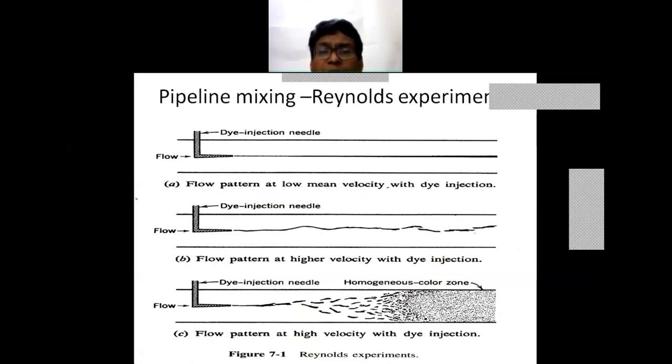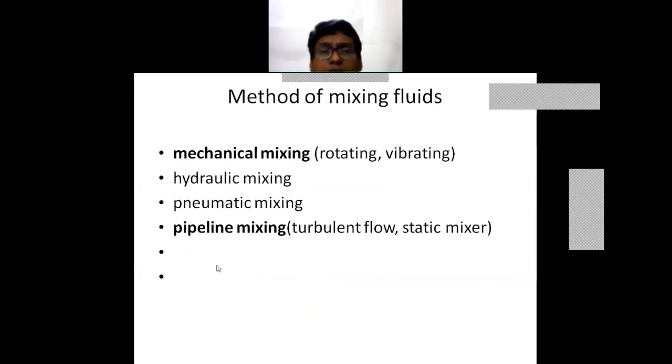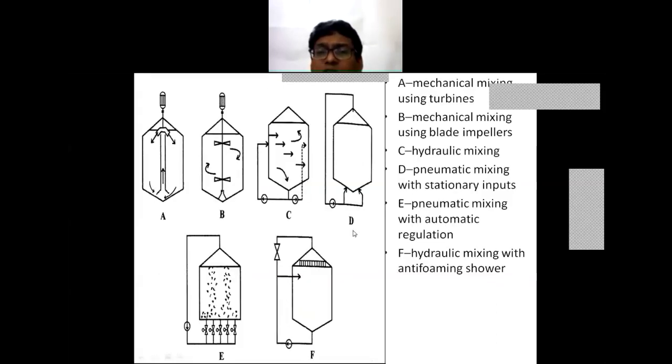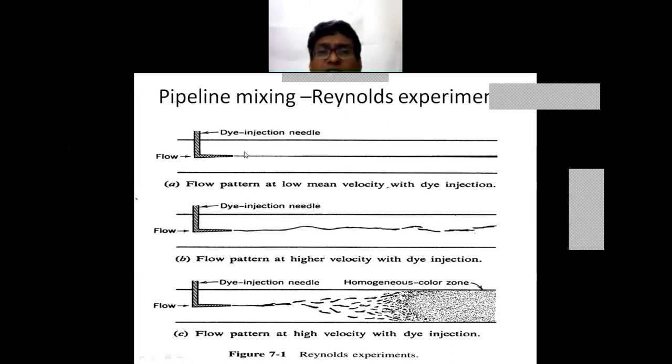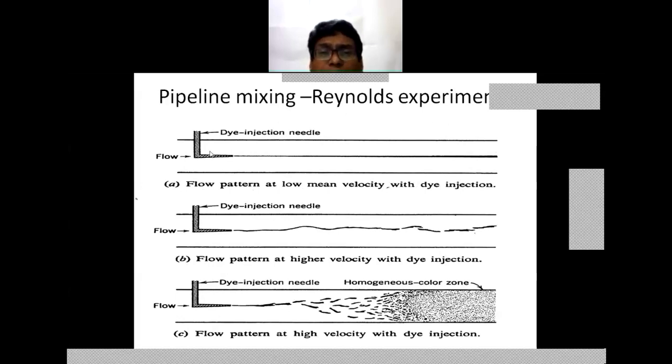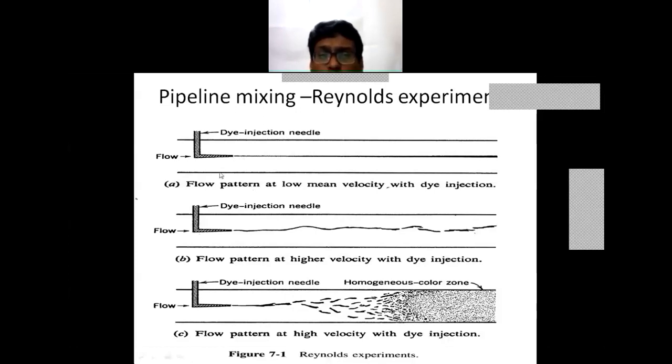Then this is the pipeline mixing. This is the third type, the pipeline mixing. Pipeline mixing can be turbulent flow or static mixers. So the turbulent flow itself helps. It is a general simple experiment, where a certain dye is injected into the fluid flowing through a small nozzle. As the flow velocity is low, it will gradually disperse and can increase the distribution slightly.